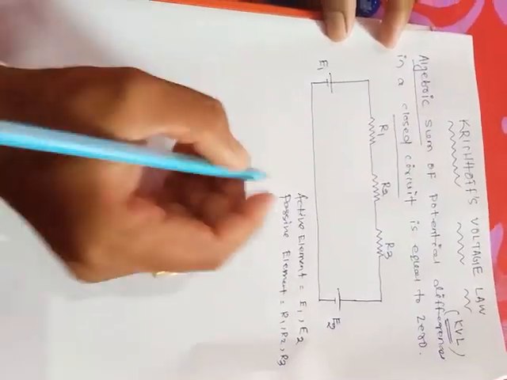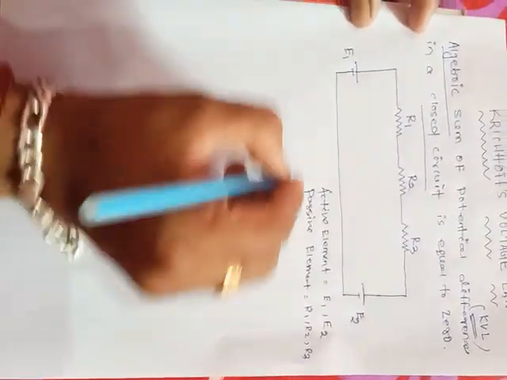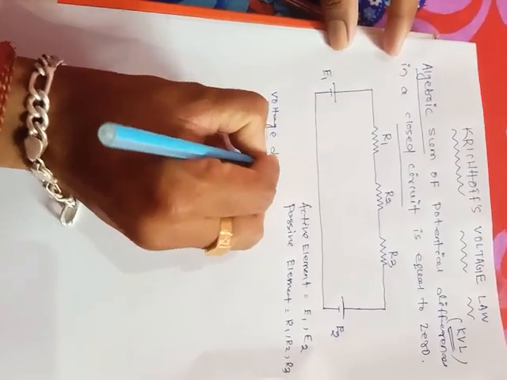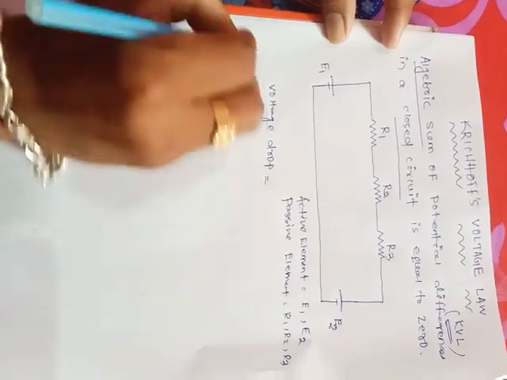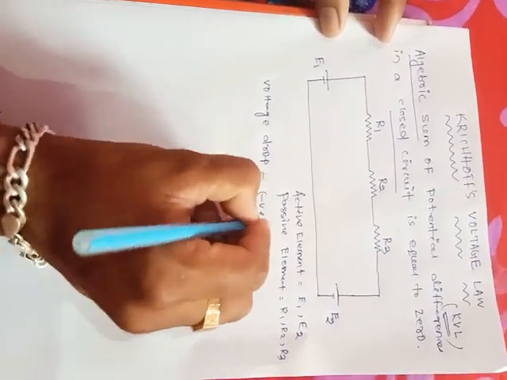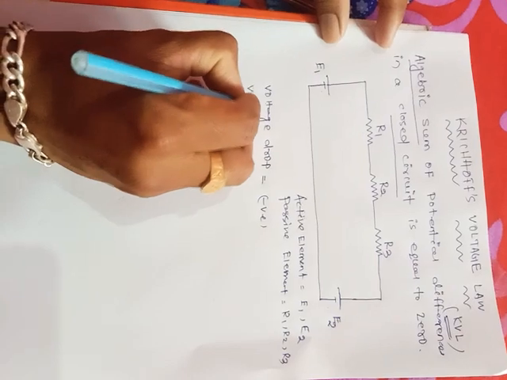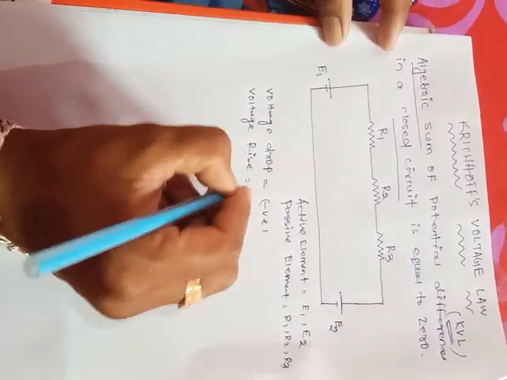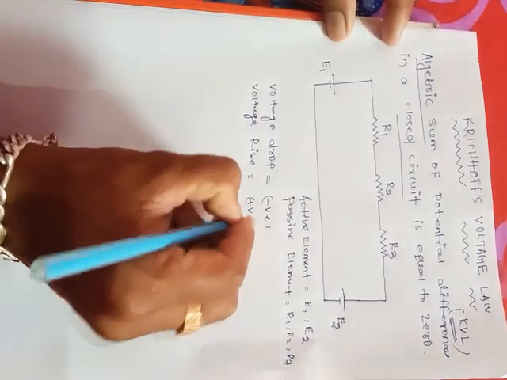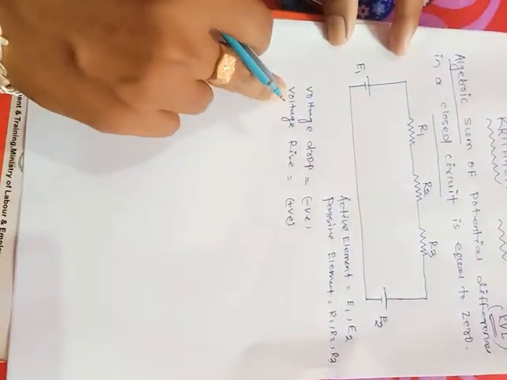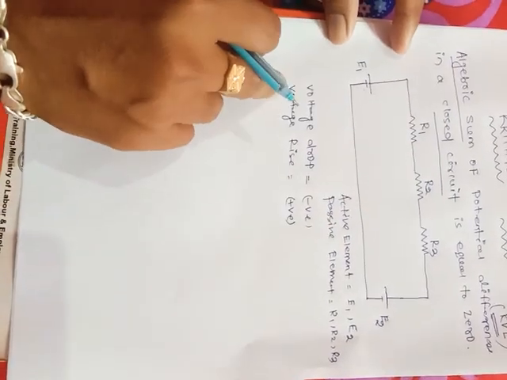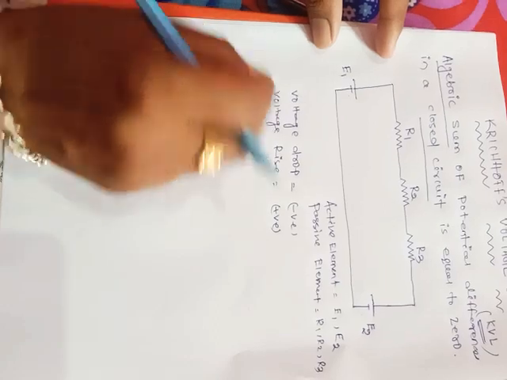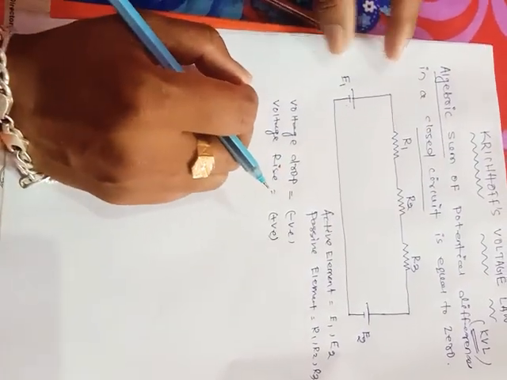The concept is that a voltage drop is represented with a negative sign and a voltage rise is represented with a positive sign. So I will consider a voltage drop as negative and a voltage rise as positive. Understand the meaning of voltage drop and voltage rise.